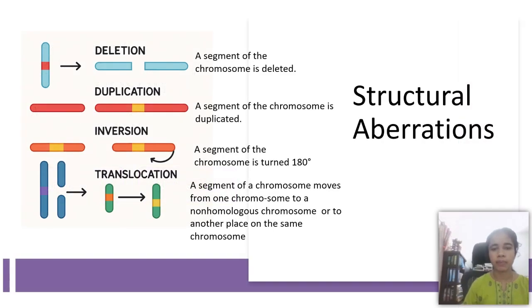Structural chromosomal aberrations happen because a chromosome breaks and the pieces rejoin in the wrong way, or don't rejoin at all. There are four major outcomes of these structural changes. You can have deletion, where a piece gets lost; duplication, where a piece repeats; inversion, where a segment flips; and finally translocation, where segments are exchanged.